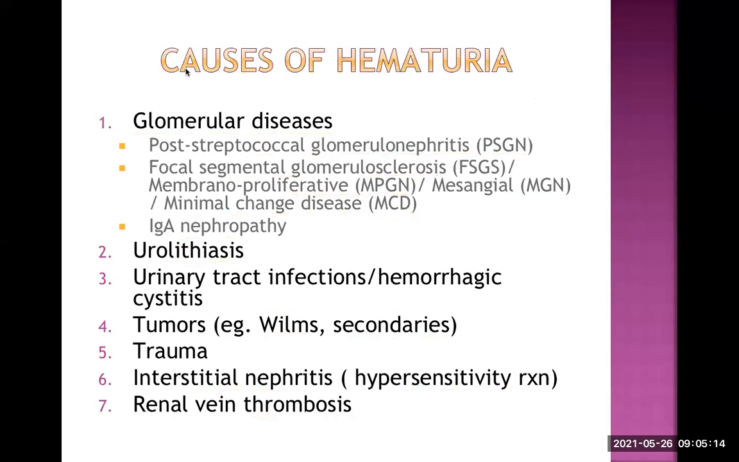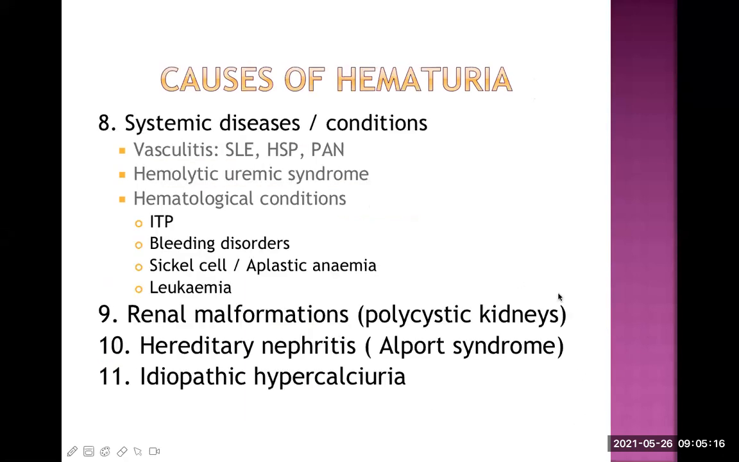Let's move on. Now, some other systemic diseases or conditions, see here: connective tissue disorders or vasculitis like SLE, HSP, and PAN. Okay. Everybody knows the full form here. SLE, systemic lupus erythematosus. What is HSP? What is the full form? Henoch-Schönlein purpura. Good. Excellent. Henoch-Schönlein purpura. Okay, HSP.